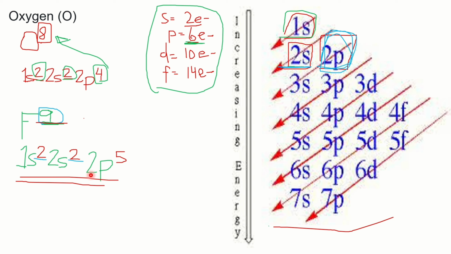So, after 2s, we go to 2p. So, put here 2p. Okay? The p sublevel can hold 6 electrons. But what we need is only 5 more. Okay? Because we only need 9 here in fluorine.